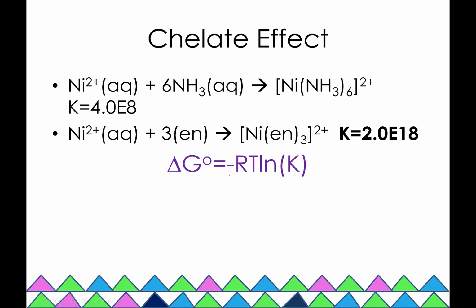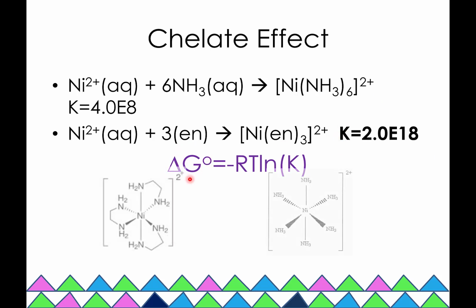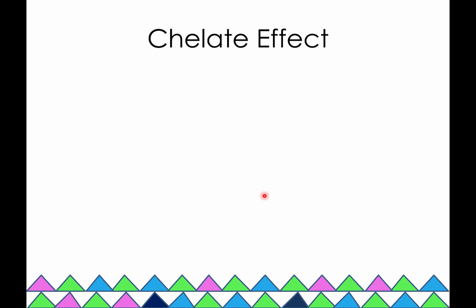If we think about this relationship, delta G naught is equal to negative RT natural log of K, we can make predictions about the difference in the change in Gibbs free energy. So this is the larger equilibrium constant. Larger equilibrium constant is going to result in a more negative delta G naught. So why the difference in favorability?